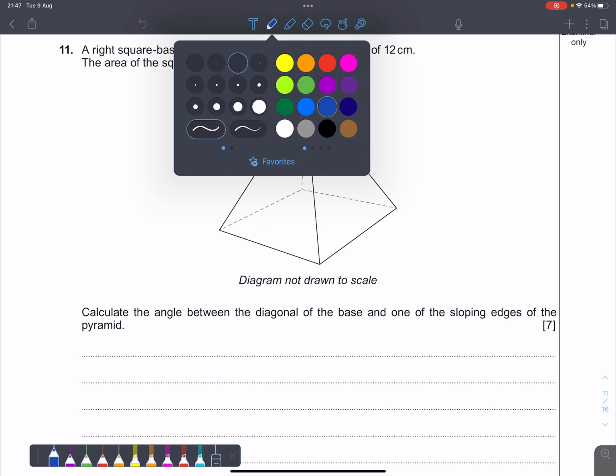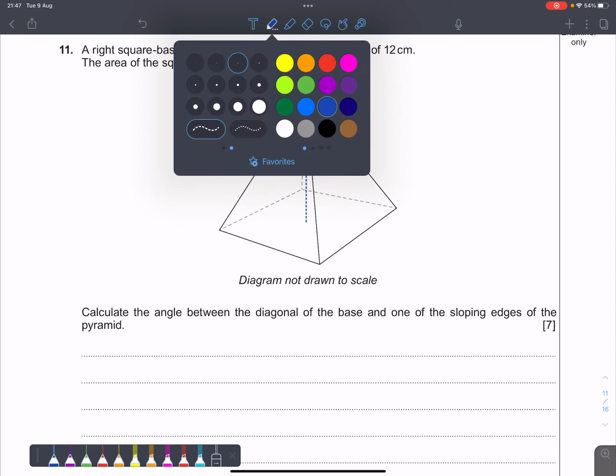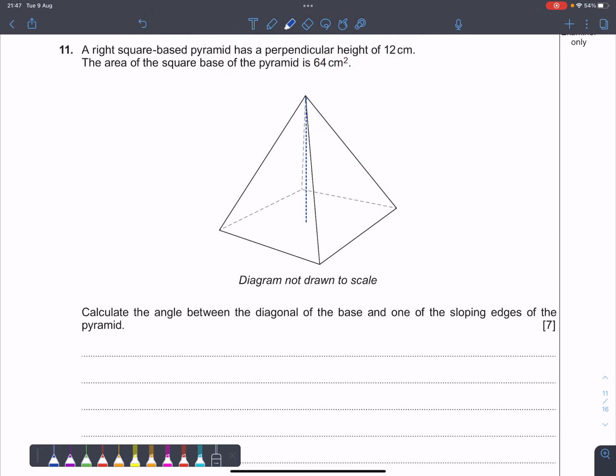Now, looking at this in terms of how we can draw it, it's from this top point here all the way down to this point here. Now we're going to make an assumption, because of the way it's a right square based pyramid, that point is directly in the middle. Or we're not going to assume, we know that this point here is exactly in the middle of that square on the bottom. So that is 12 centimeters.